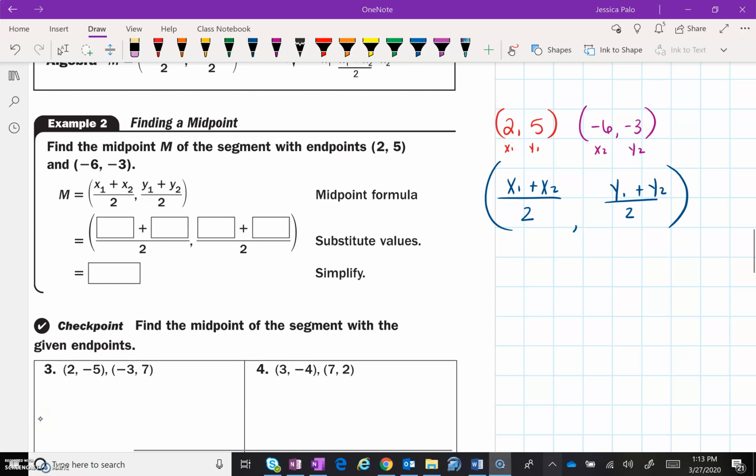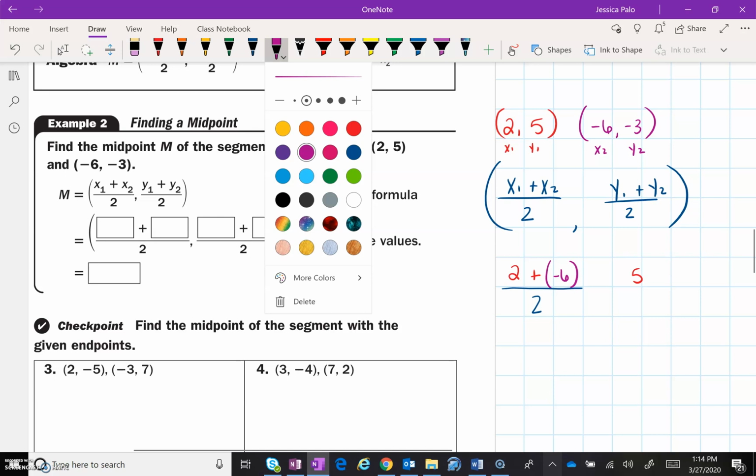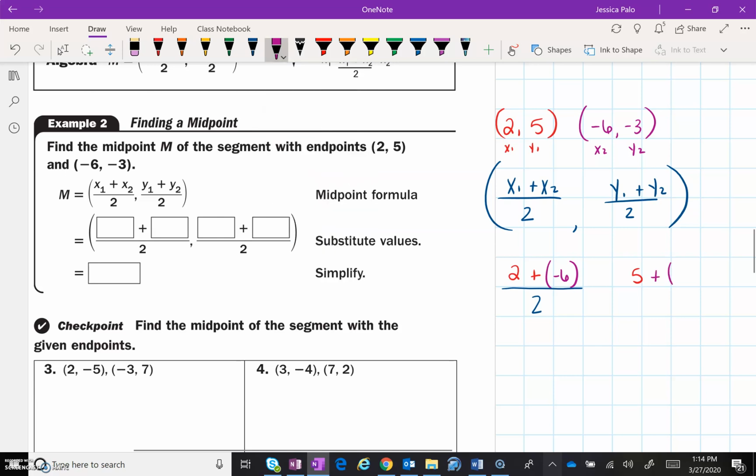So let's do that. Let's get our x values. We have x1, 2, plus x2, negative 6. And these will be divided by 2. Now for our y-coordinate, we are going to do our y values. So we have our y1, which is 5, and our y2, which is negative 3, and these are going to be divided by 2.